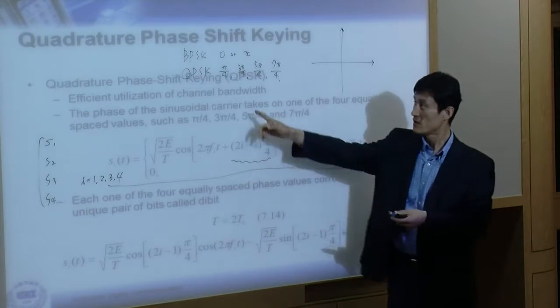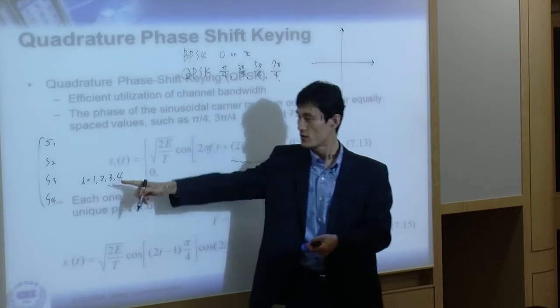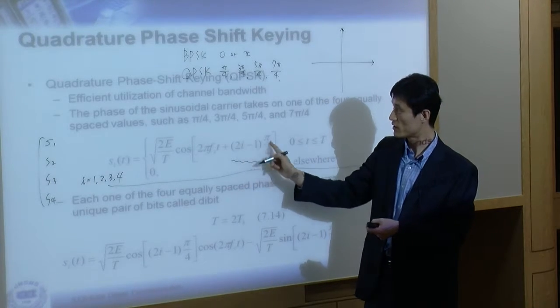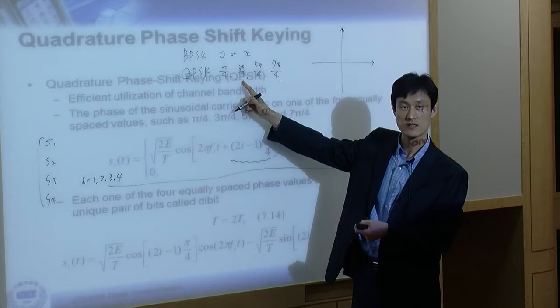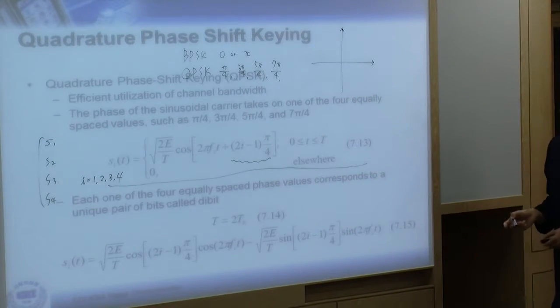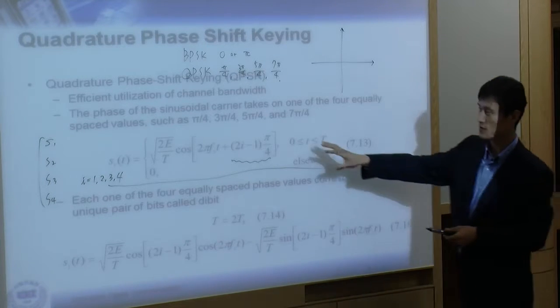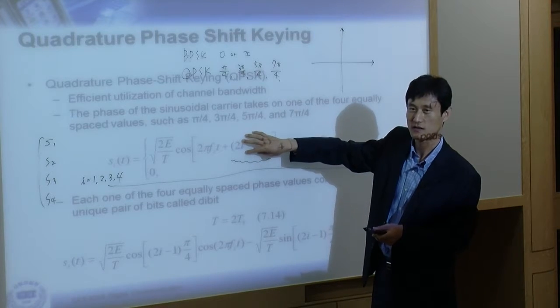You can easily get this, right? Because I said i equals 1, 2, 3, 4. So put the 1 here, now you're going to get this. When you put i equal to 2, you're going to get this. 3, 4, right? So you're going to get these things. So that's it. Okay? So this equation is pretty simple. Same as BPSK, the only difference is this part.